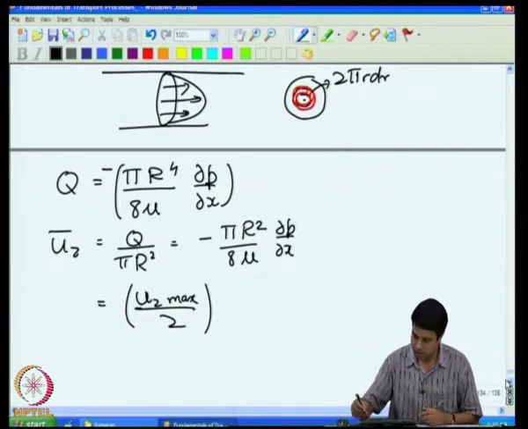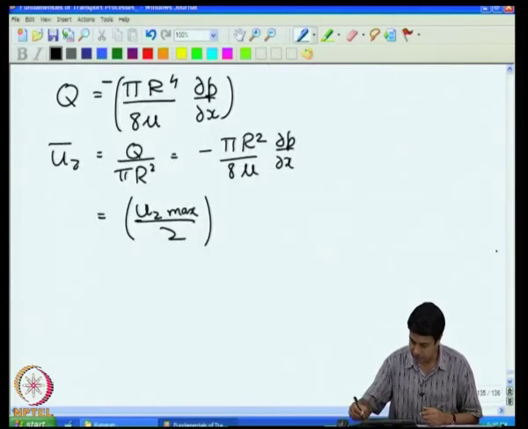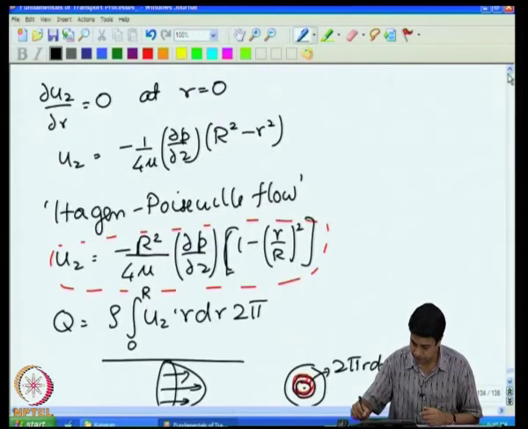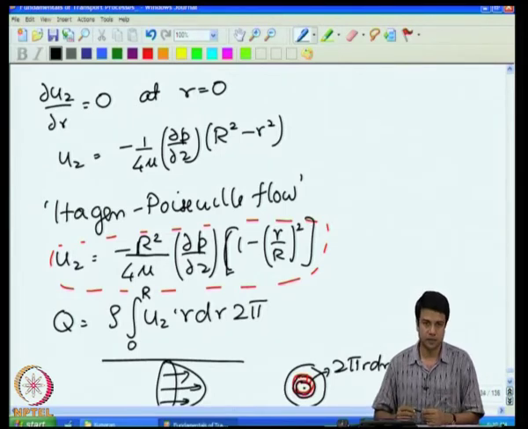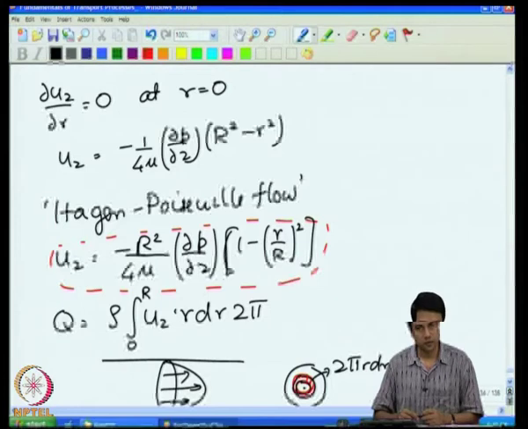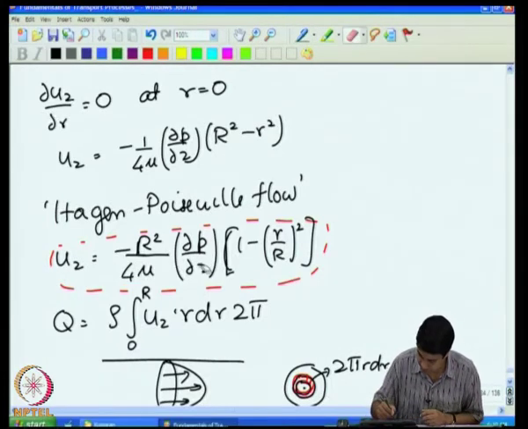Go back to our expression for the velocity itself. This velocity is a maximum when r is equal to 0. It is a maximum right at the center of the pipe. So, at the center of the pipe, the velocity is equal to minus R square by 4 mu times dp by dx. Let me write dp by dx here.